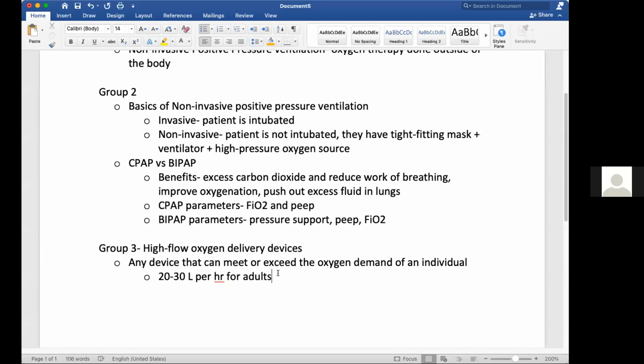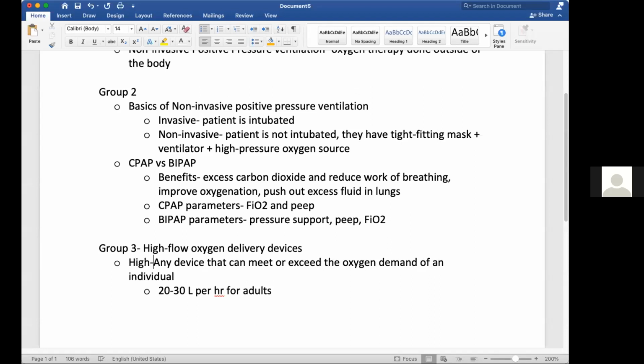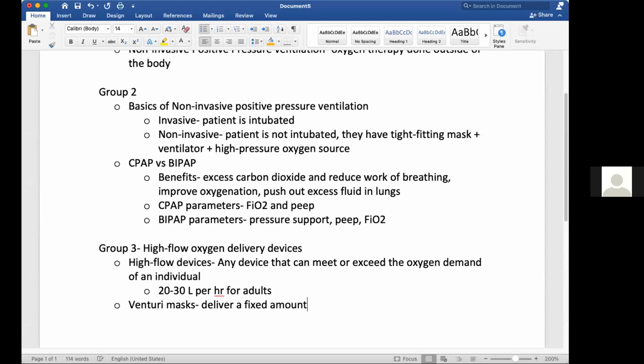And we also have the Venturi masks. For Venturi masks, they're usually color coded. So we have a Venturi mask with a yellow color, a blue color, and other colors as well. These Venturi masks deliver a fixed amount of oxygen, and the FiO2 that is delivered is dependent on the FiO2 that is keyed in. We also have other devices such as a transtracheal catheter. A transtracheal catheter can deliver up to 4 liters per minute with a dialed-in FiO2.